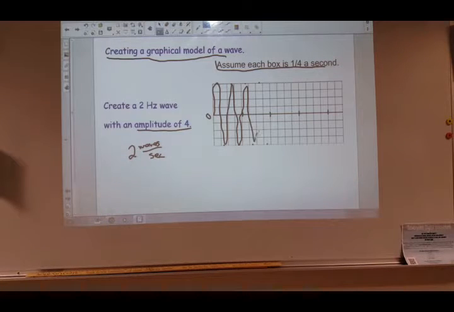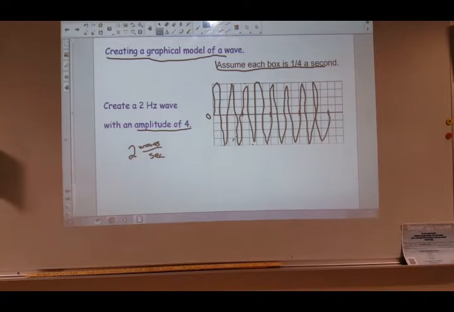So up, down, up. There's 1 wave. There's 2 waves per second. There's 1 wave. 2 waves per second. 1 wave. And 2 waves per second.